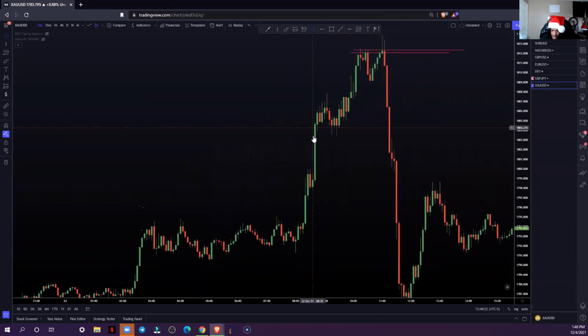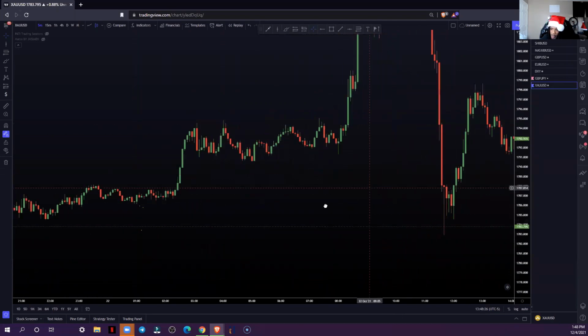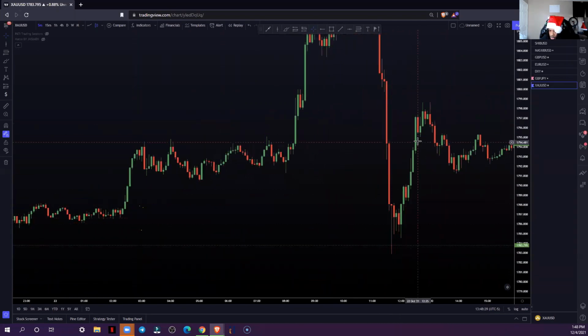This drop right here, they're filling in these imbalances, these gaps right here. Grab liquidity, dip lower in here. Now we're going back up. This is a setup for a buy too. We got major rejection, smart money, engulf. Boom, buy.